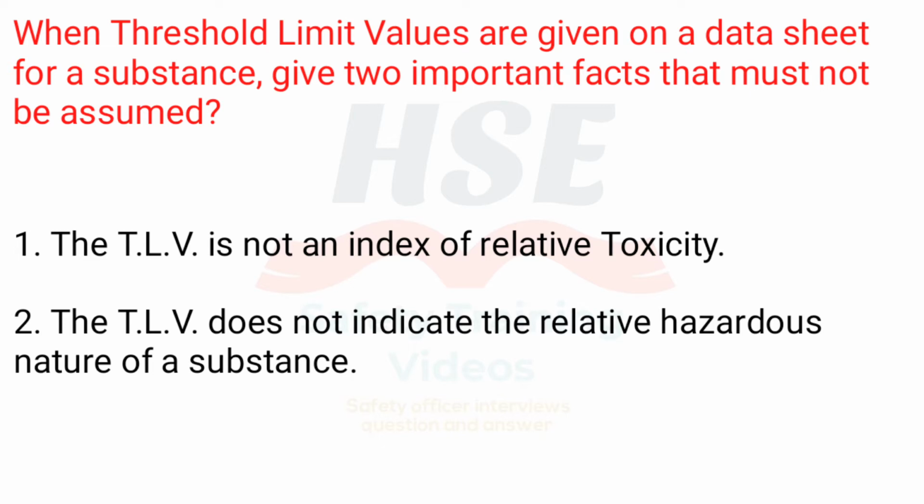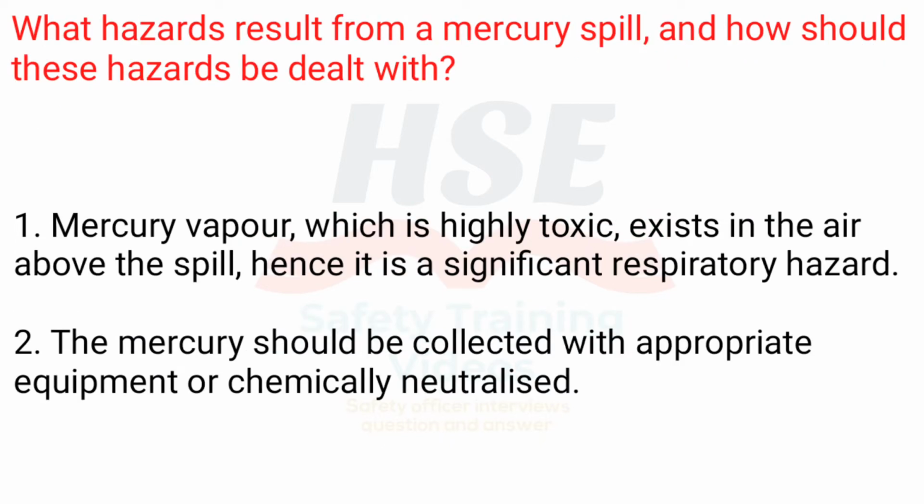When threshold limit values are given on a data sheet for a substance, give 2 important facts that must not be assumed. 1. The TLV is not an index of relative toxicity. 2. The TLV does not indicate the relative hazardous nature of a substance. What hazards result from a mercury spill, and how should these hazards be dealt with? 1. Mercury vapor, which is highly toxic, exists in the air above the spill, hence it is a significant respiratory hazard. 2. The mercury should be collected with appropriate equipment or chemically neutralized.